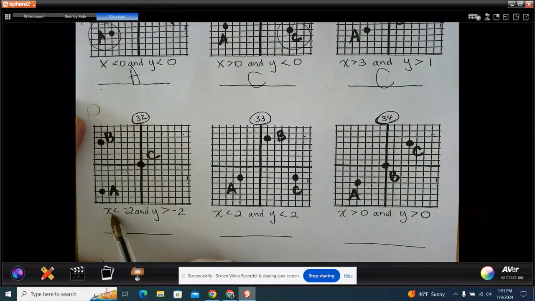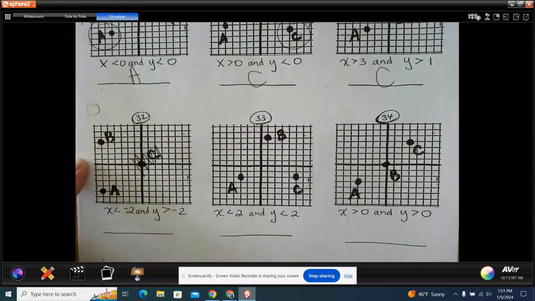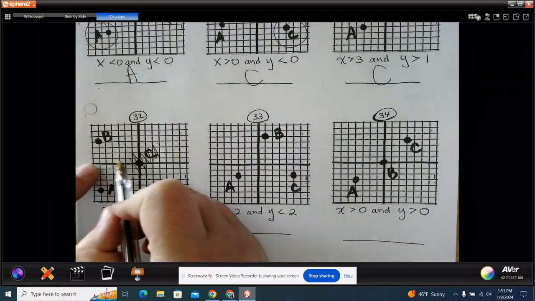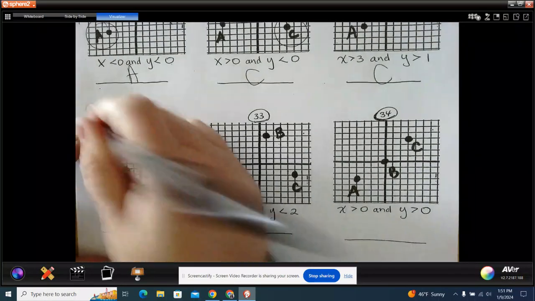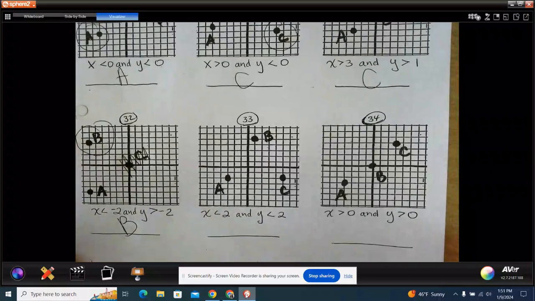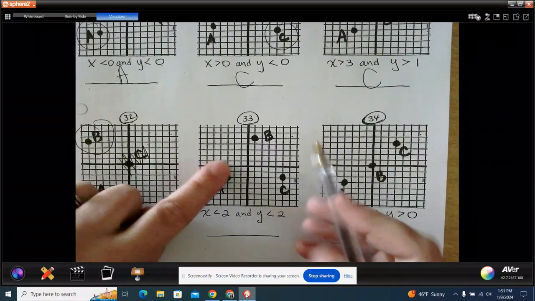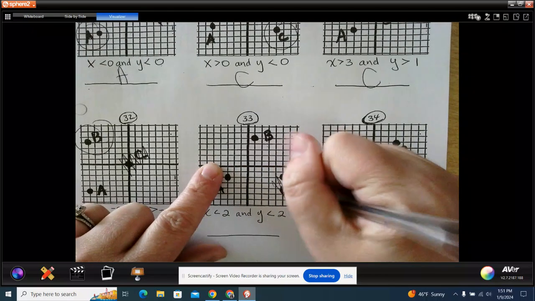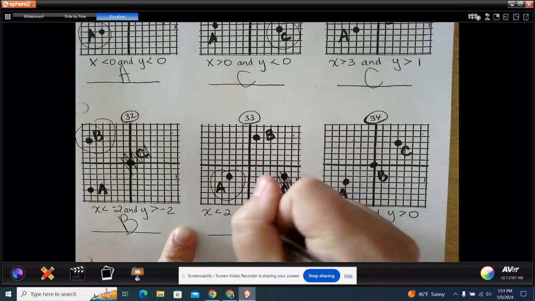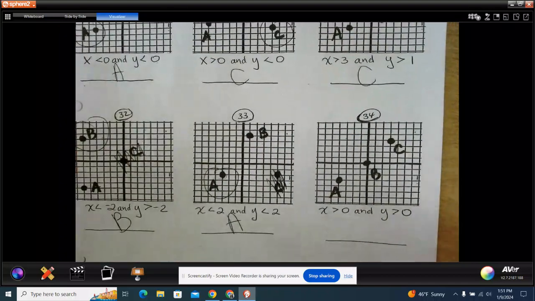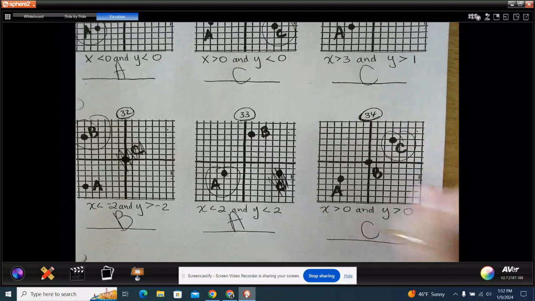32, x is less than negative 2, so that'd be everything to the left, so C is not it. Y is greater than negative 2, so that means the point has to be above, which is going to be B. X is less than 2, that'd be everything to its left, so either B or A. Y is less than 2, it's going to be A. And then the last one, we have x is greater than 0. The one that's greater than 0 is C.